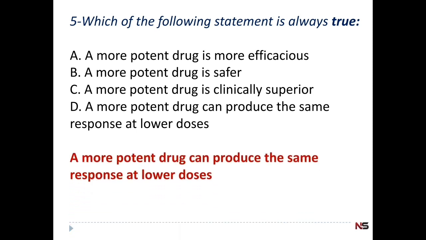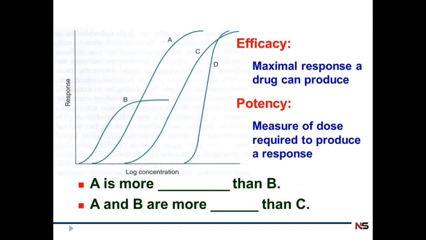A more potent drug can produce the same response at lower doses. That means at a lower dose also, the more potent drug can produce the same response. Here is the graph. This is a response versus log concentration, that is, a dose response curve. You can see here that drug B is more potent than drugs A, C and D, while drugs A, C and D are more efficacious compared to drug B, but drug A is more potent compared to drugs C and D. The drug on the left side, near the y axis, has more potency. So efficacy is the maximal response a drug can produce. Potency is the measure of the dose required to produce a response.